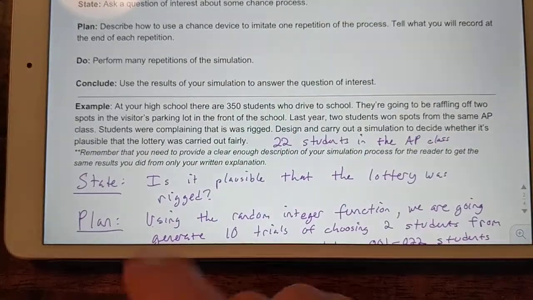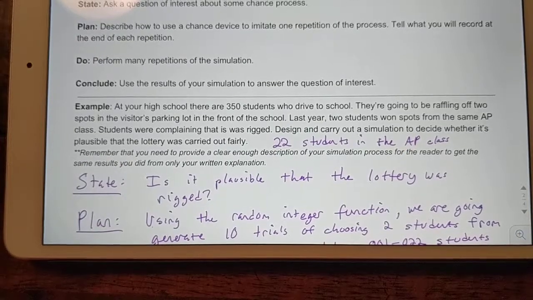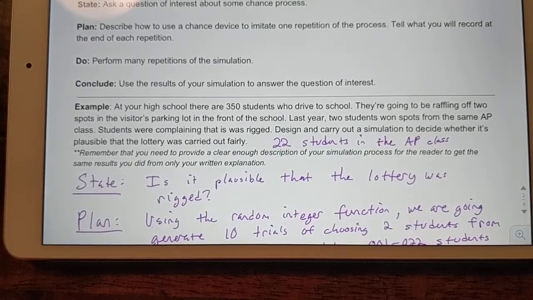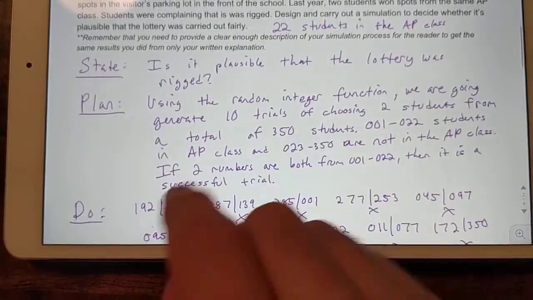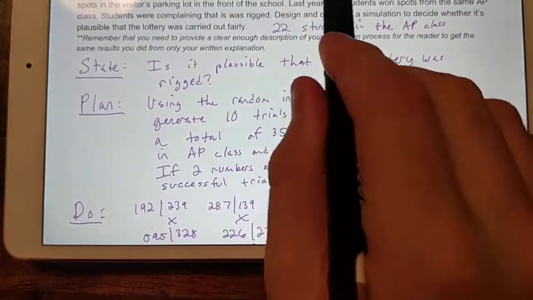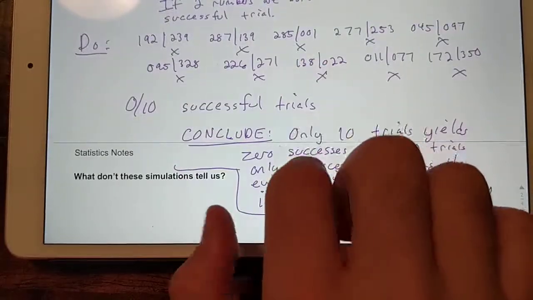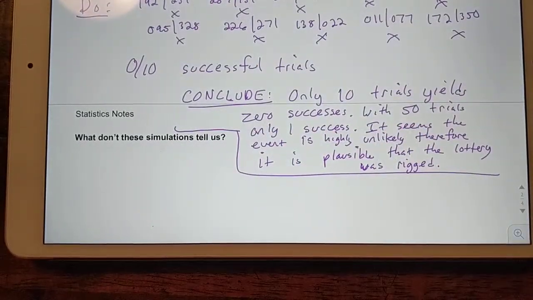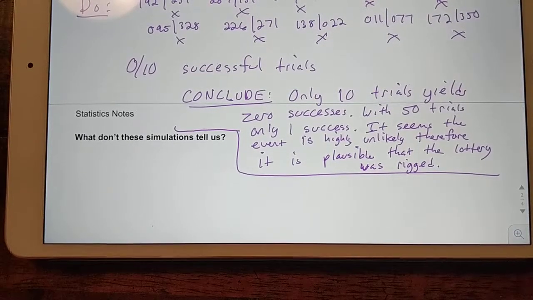Simulations, the big four: State, you're going to ask a question of interest about the chance process. Plan, describe how to use a chance device to imitate one repetition of the process. Do, perform many repetitions of the simulation, and then conclude, use the results of your simulation to answer the question of interest. That's important. You should be answering the initial question that you came up with. We ran through a simulation together, and we kind of talked about what that means. Is it plausible that this is, is it possible, essentially? Yes or no. That is not a guarantee of what actually happened.